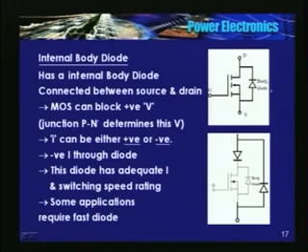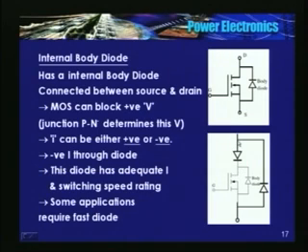This body diode has an adequate current rating, also has adequate switching speed. But then in certain power electronic applications, if you require a very fast diode, the effect of the body diode is eliminated by connecting a diode in series with the drain.